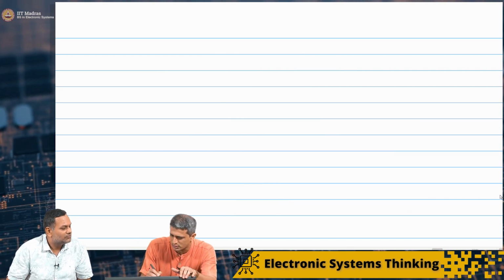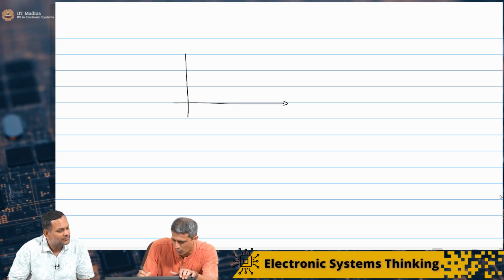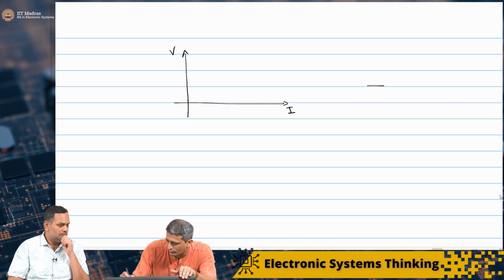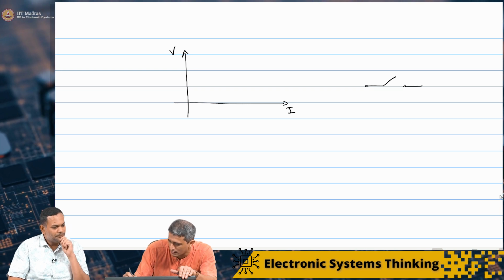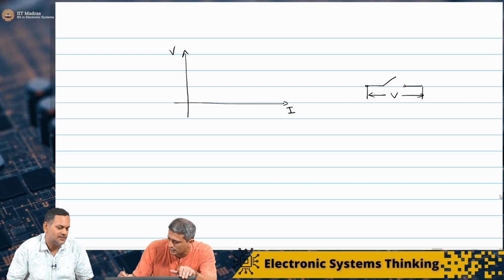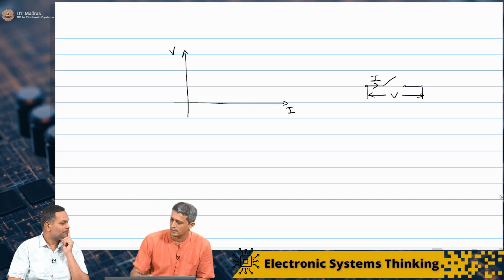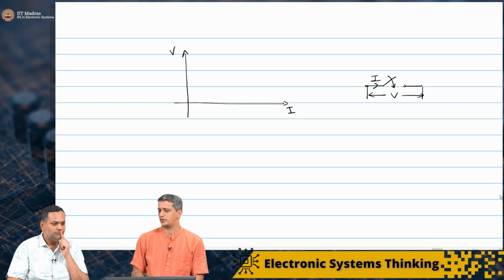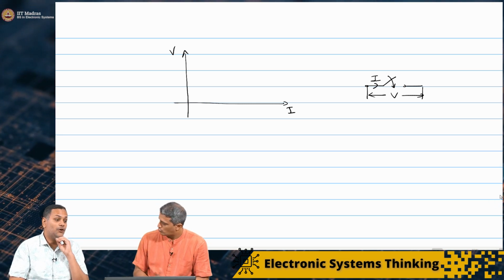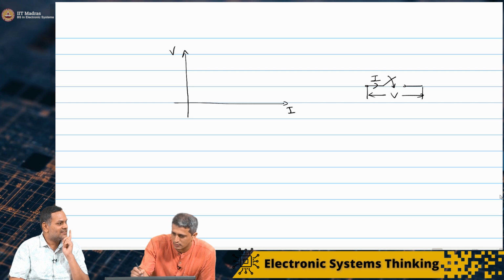So you also mentioned we should plot the VI characteristics of the switch, right? So what do you think it should be? V versus I. We are talking of a switch like this. V is basically the voltage across here, and I is the current that goes through this. In the on state, let's assume that the switch has been turned on. You're saying that the voltage should be 0 for any current. So that will just be the x-axis then.